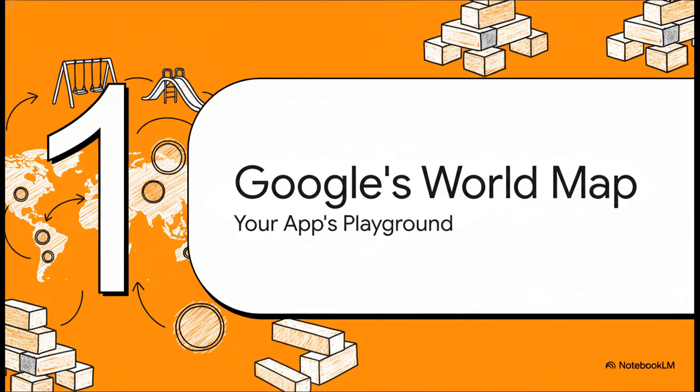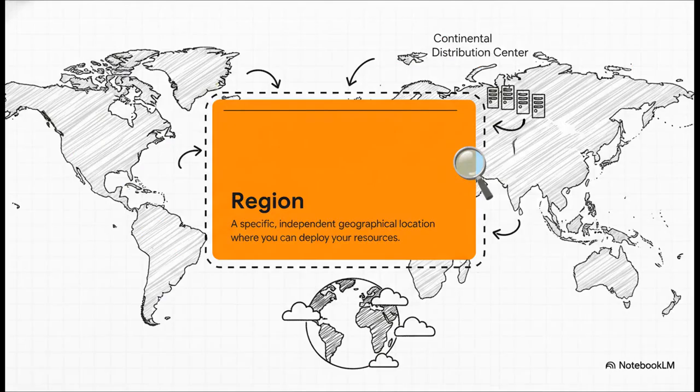First up, the biggest pieces on the board, what Google calls regions. So what is a region? Well, think of it as a specific, totally independent geographical spot. The best way to picture this is like a continental distribution center for a giant global business. You wouldn't ship everything from one warehouse in one country, right? Of course not. You'd have a hub for North America, one for Europe, one for Asia. GCP regions work the exact same way.